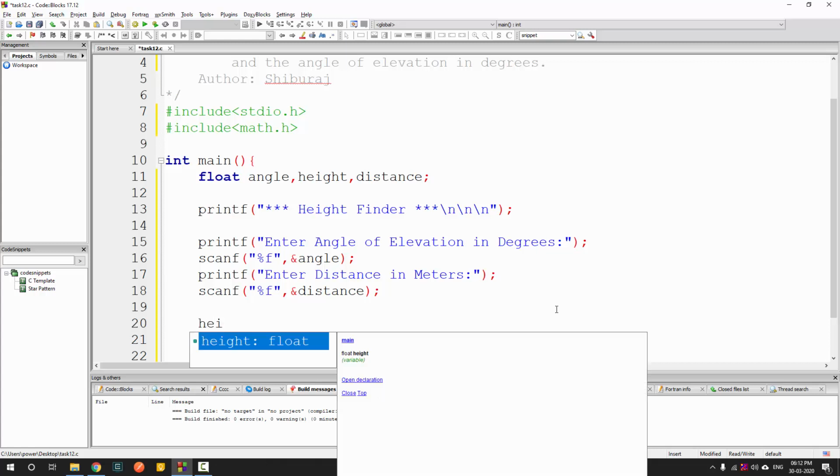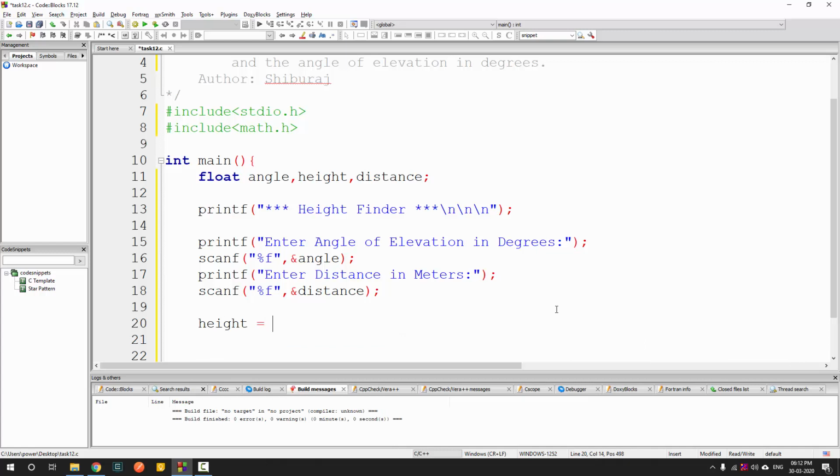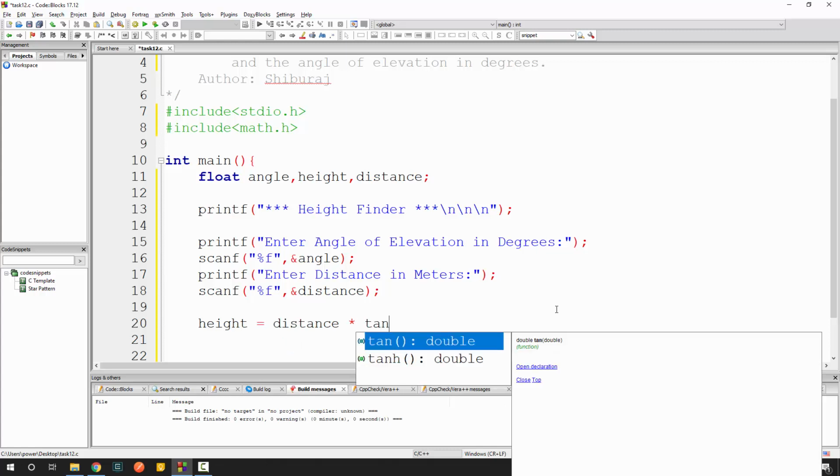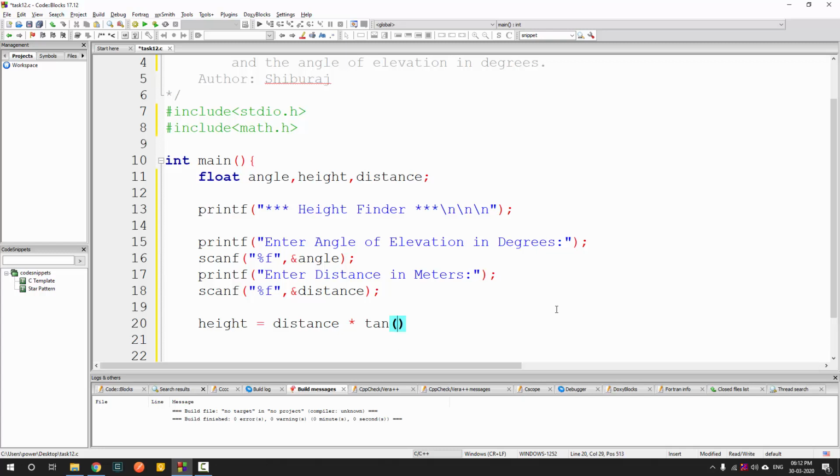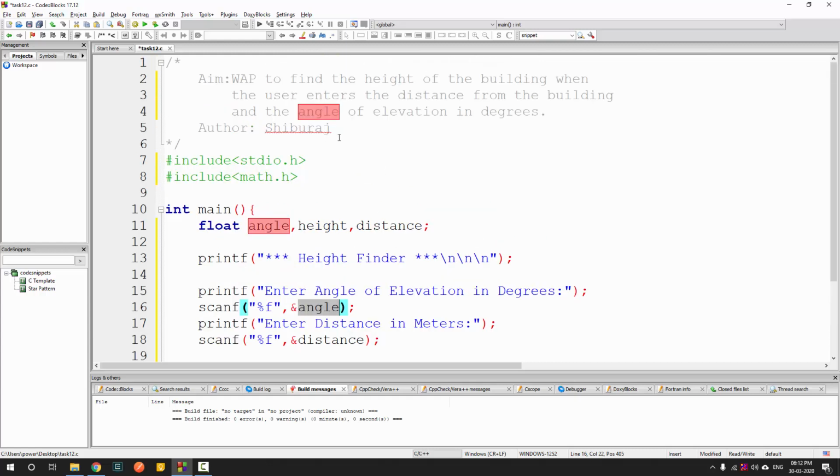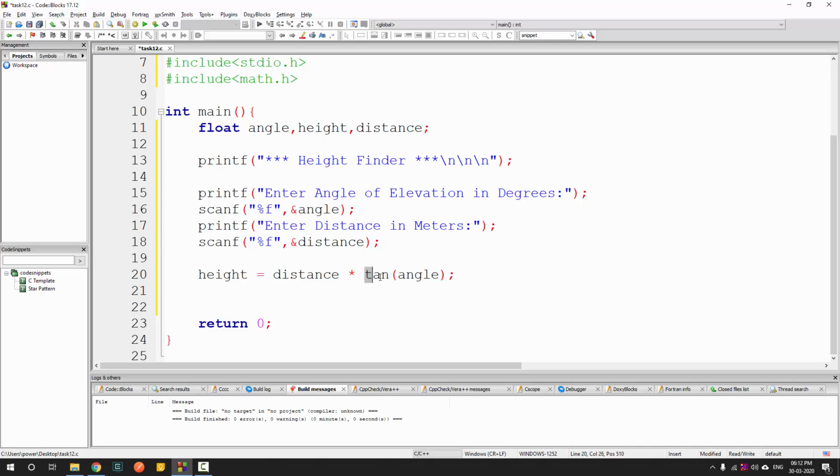So height is equal to distance into tan of the angle. But there is a slight problem over here. This angle is in degrees, since the aim itself says the angle of elevation is given in degrees. But the tan function in the math library uses the angle in radians and not in degrees. So we would have to convert degrees into radians.